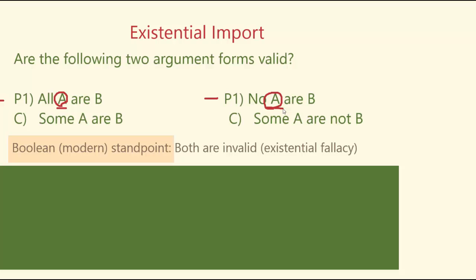The same sort of thing is happening on the argument on the right. When we say no A are B on the Boolean or modern standpoint, what we're saying is if A's exist, if there is an A that exists, then it is not a B. It will not also be a B. Since the question of A's existence is within that if statement, we're not committed to A's actually existing. So one way for the premise on the right side to be true is if A's do not in fact exist.